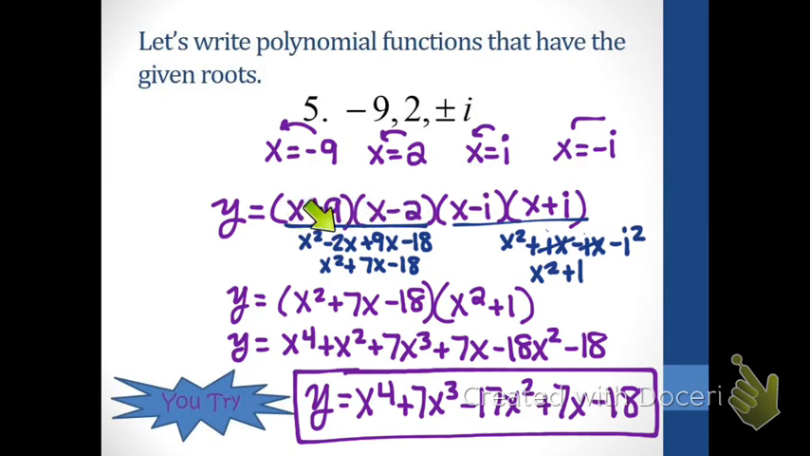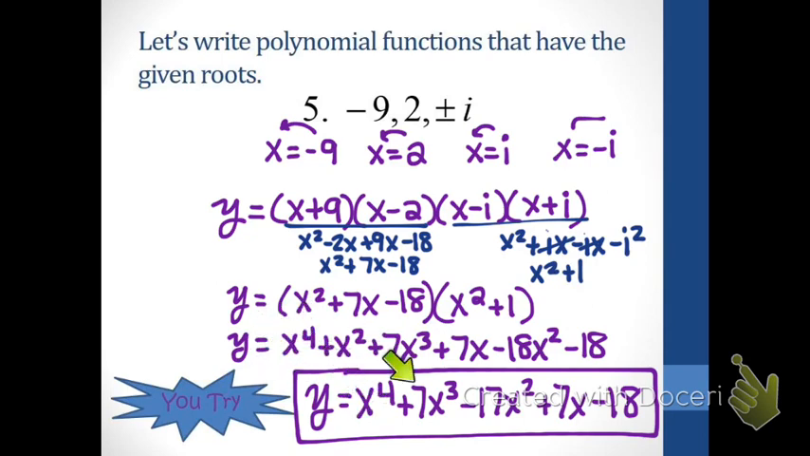I'm going to multiply these two together first. I get x squared plus 7x minus 18. Multiply these together. My middle terms cancel out. Negative 1 gives me a plus 1. So I have these two factors now. Now I triple distribute and get this. Combine like terms and put in descending order.